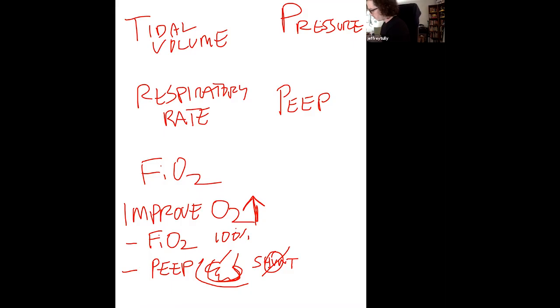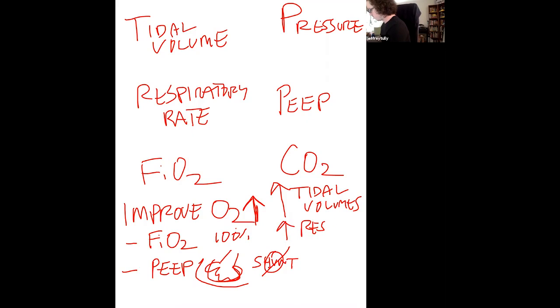Improving the delivery, the removal of CO2, so ventilation, we can increase tidal volumes and increase the respiratory rate. So the more gas that you just move in and out of the system, the more CO2 you're able to pick up and remove. These goals can often be synergistic, but in certain conditions and with certain ventilator modes, they can be antagonistic as well.